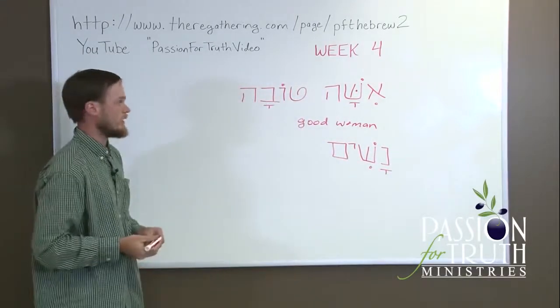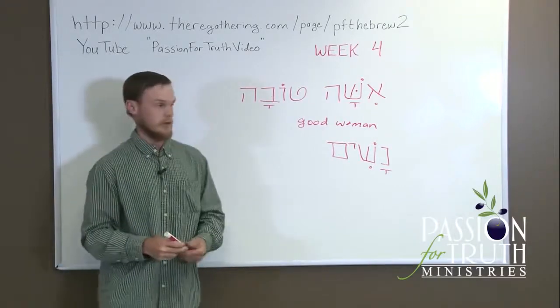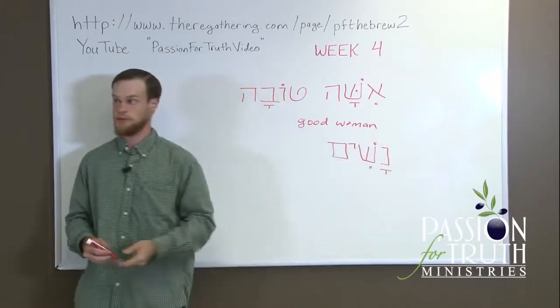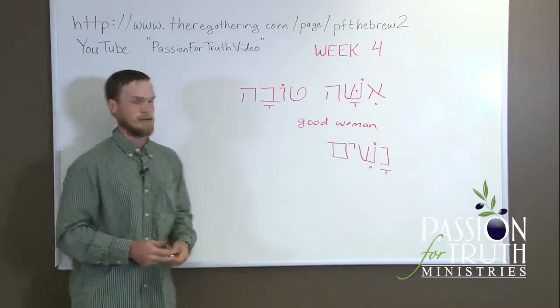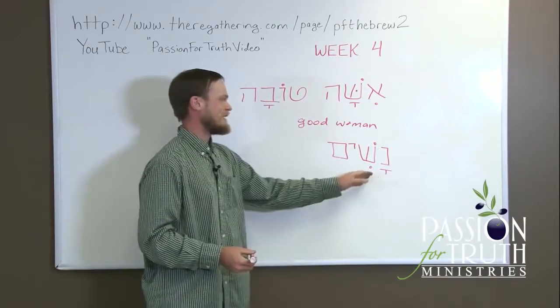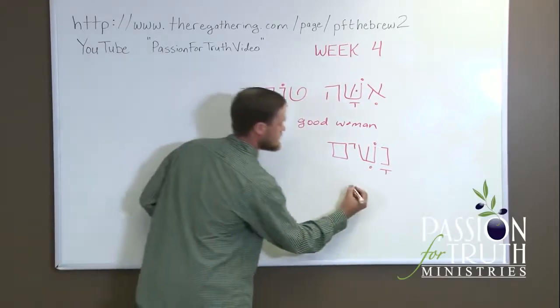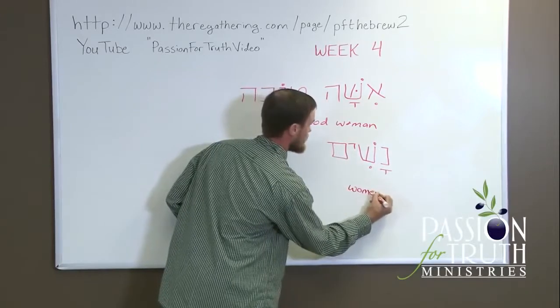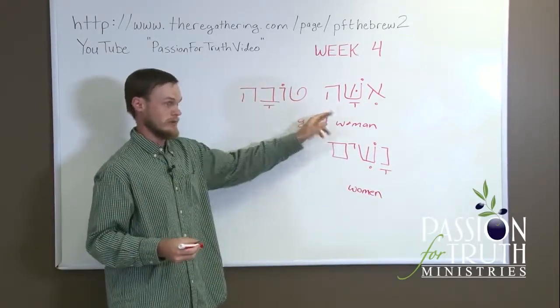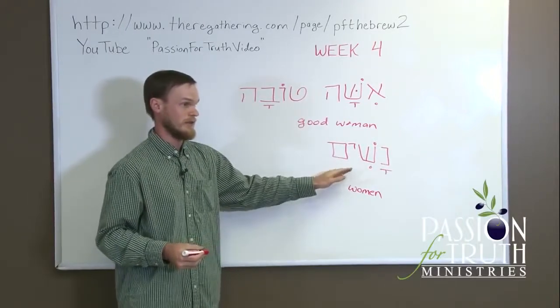Okay, very irregular form. Not only does it take the masculine ending, but the aleph totally disappears and is replaced by this sort of ninja nun sneaking in there. So Nashim is women. But even though it ends in -im, it's the plural of a feminine noun. It's an irregular plural, so this is still a feminine noun.